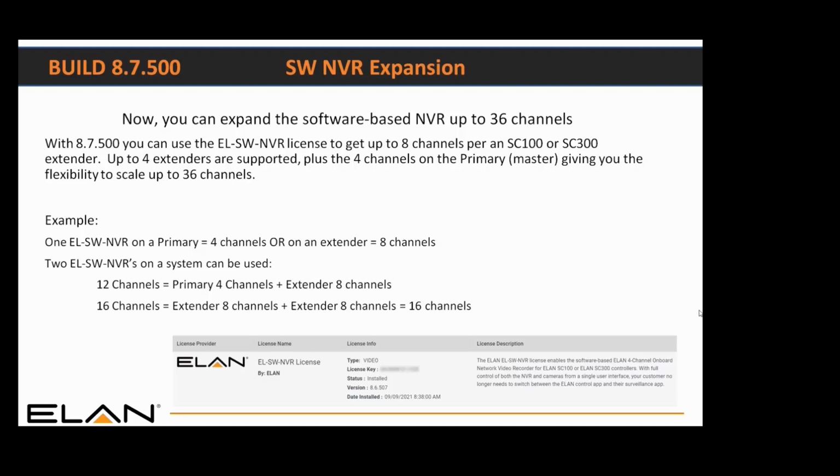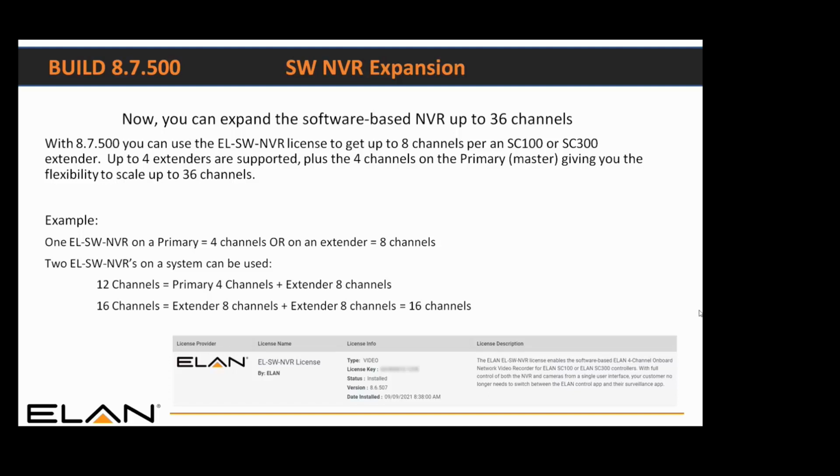So with this 8.7.500 release, you get the same license, SWNVR, and you can apply additional license to an extender, SC100 or 300, that you happen to have on the system. And we support up to 4 plus the master, giving it a 36-channel depth. So 36 channels of recorded NVR footage you can have. And how that looks is kind of like this. So you can buy one NVR license, and you can apply it to the primary controller, which would be 4 channels, or an extender controller, which would be 8 channels.